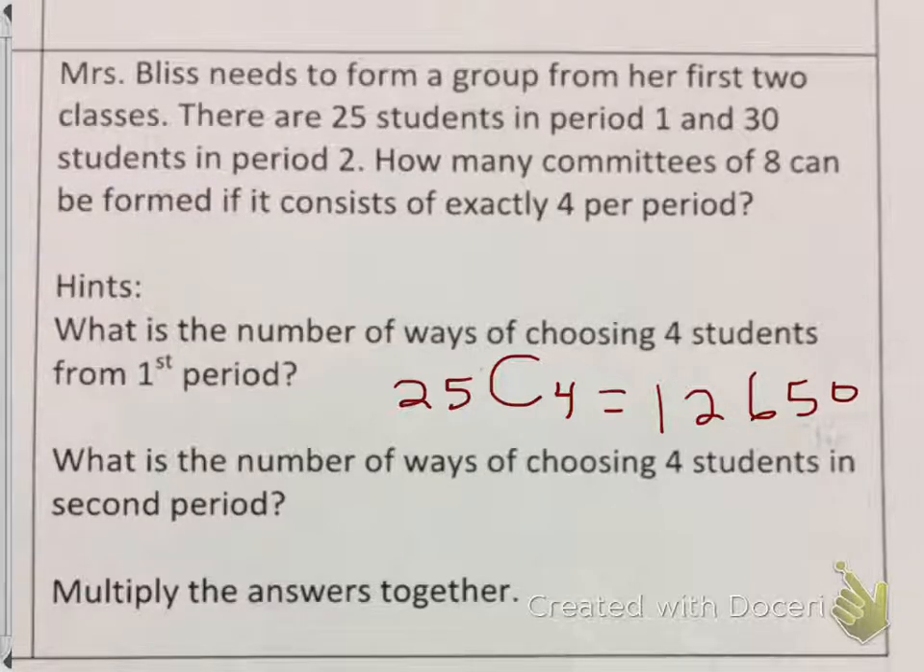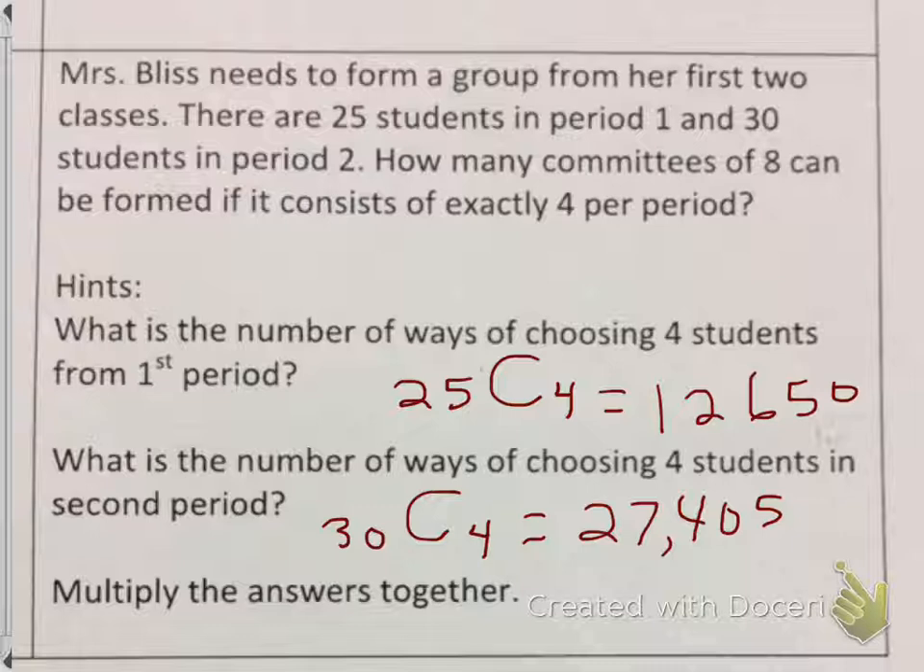Then the second part says, what is the number of ways of choosing 4 students in second period? Well, in second period, there were 30 students. So I'm taking 30 students and I'm going to just choose 4 of them at a time. If I punch that in my calculator, it will tell me the combination of the possibilities of that happening. And that's 27,405. And then we would multiply those 2 answers together to get the combination of that group or committee where we can get 4 from each class.